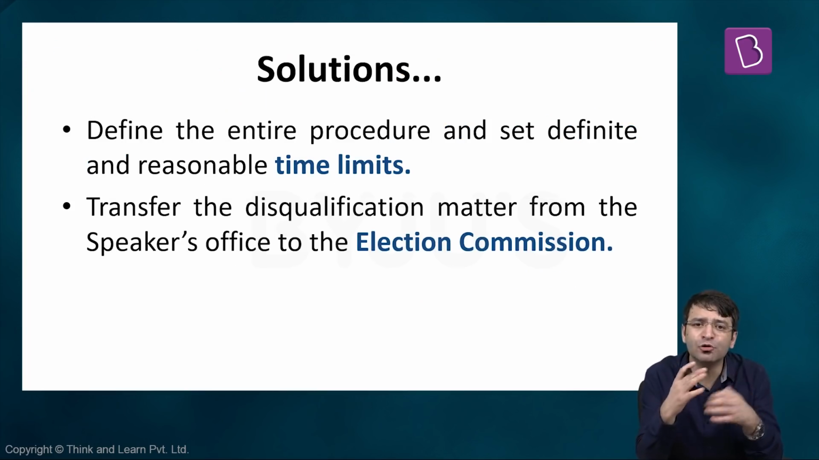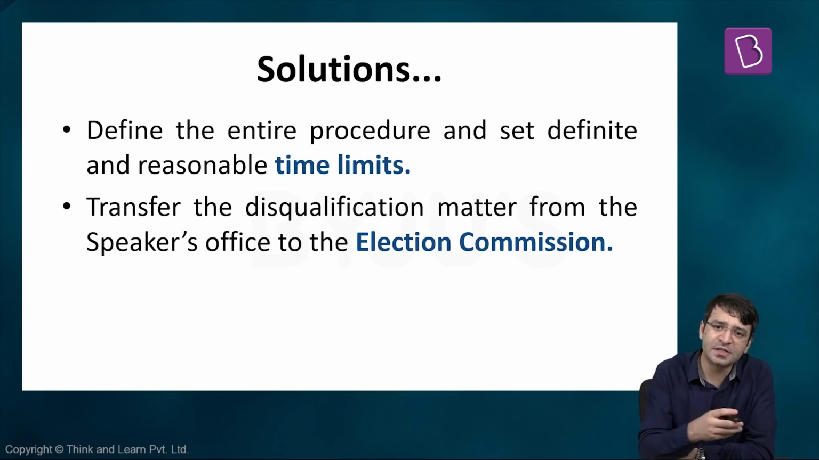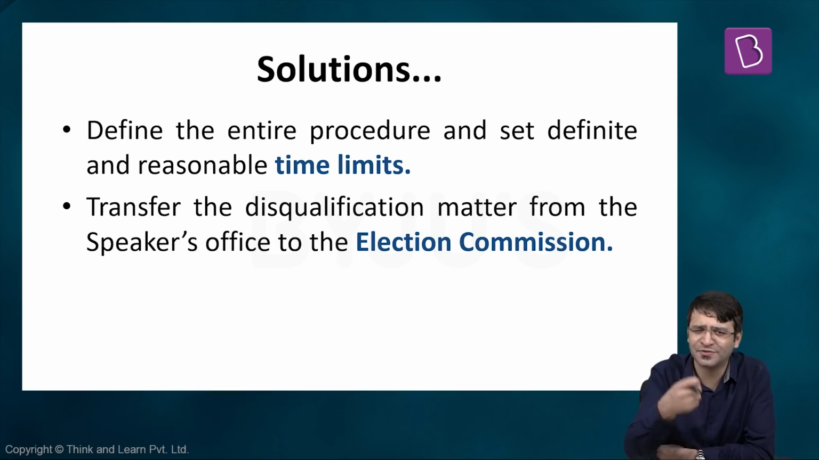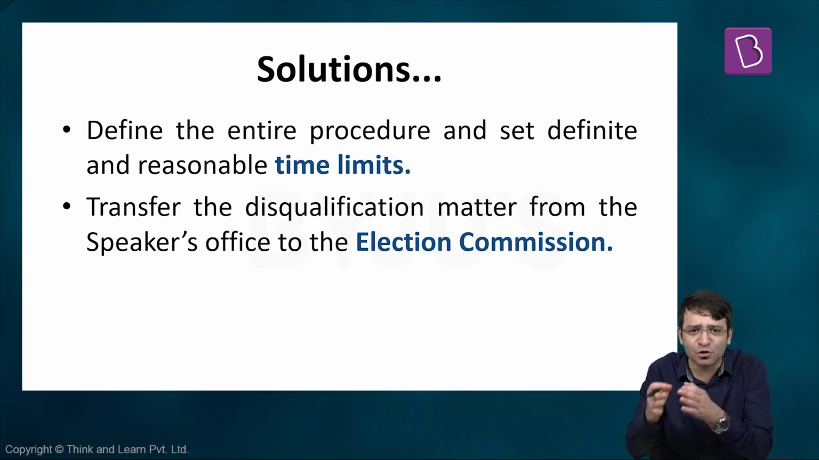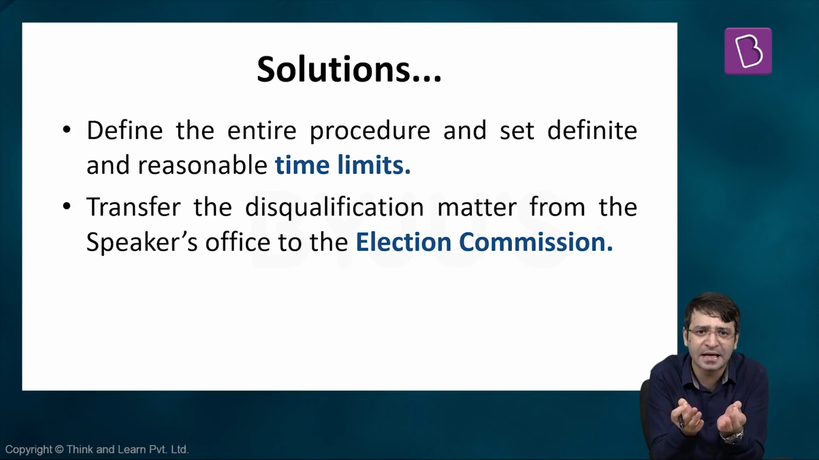So what is the solution to this? The solution is prescribe a time limit, a reasonable time limit. Time limit can be 1 month, 2 months, 3 months, 6 months. So if there is a complaint against a legislator that this legislator has defected and should be disqualified under anti-defection law, the speaker should take a decision within 6 months at least.